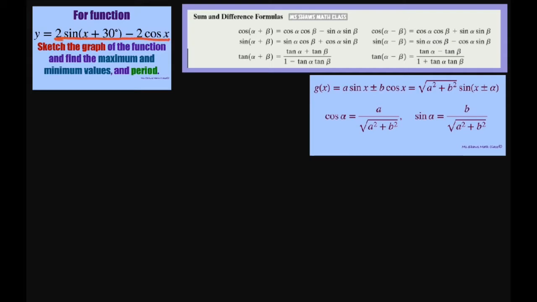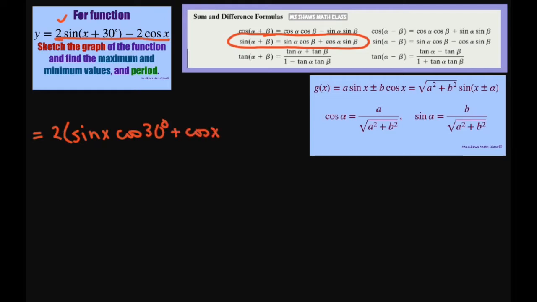So I'm going to take this first piece, 2 sine of (x plus 30 degrees), and use my sum formula for sine and expand that. So that would be equal to 2 times [sine of x cosine of 30 degrees plus cosine of x sine of 30 degrees]. And then we're going to have this minus 2 cosine of x.